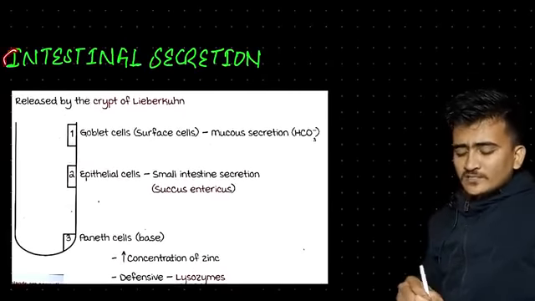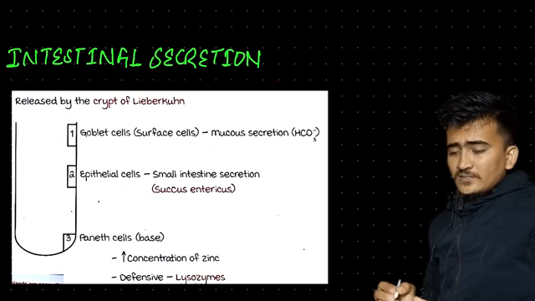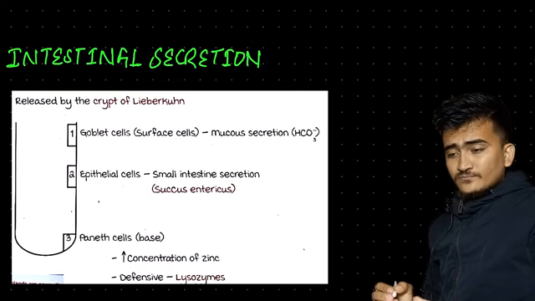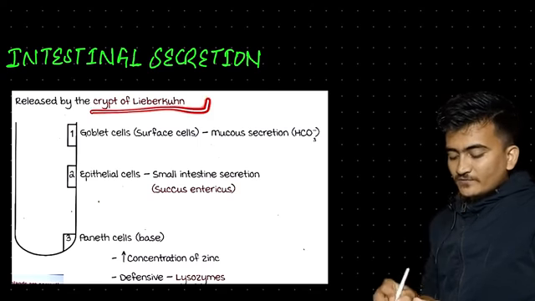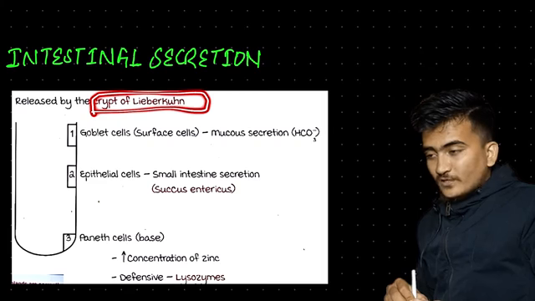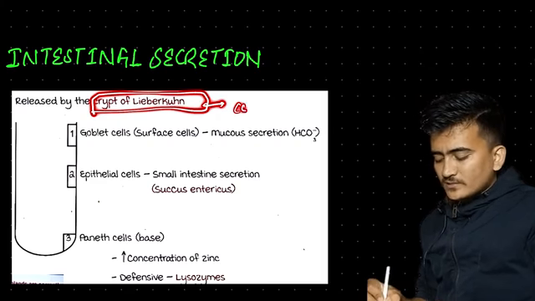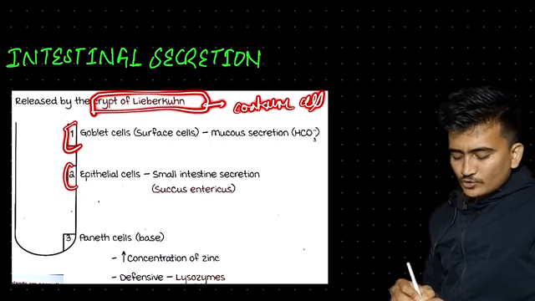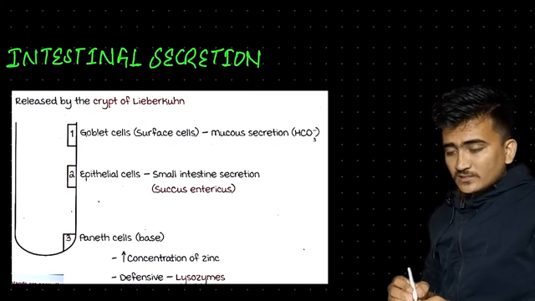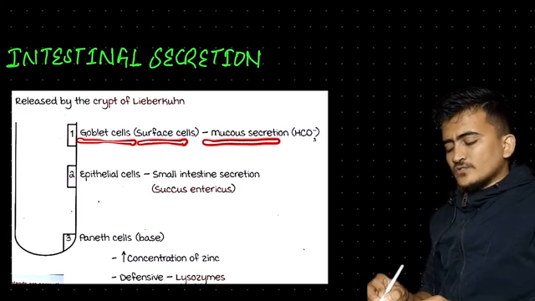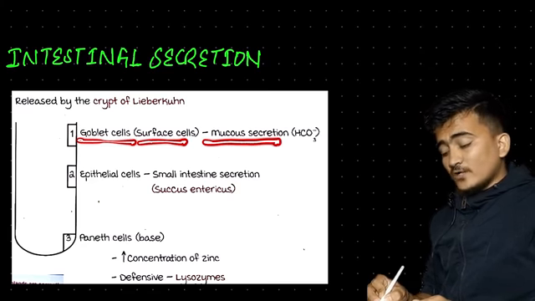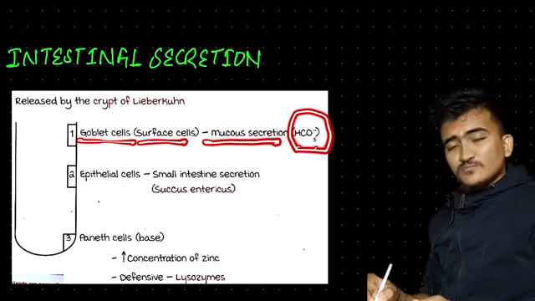Talking about the intestinal secretion, these are released by the crypts of Lieberkühn, right? Now these crypts of Lieberkühn contain cells, right? As you can see, 1, 2, 3 cells. Now what are these cells? These are goblet cells, or surface cells. What they are doing is producing mucus, as mentioned in the gastric gland also, bicarbonate-rich mucus.